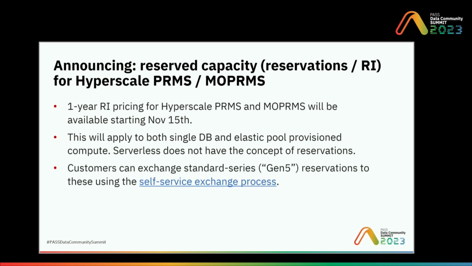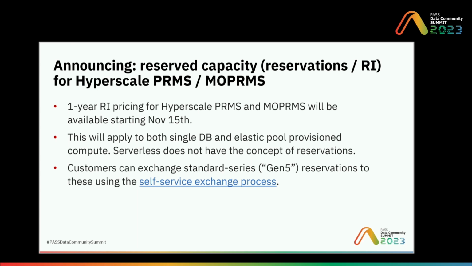If you had reservations already today, how many of you use reservations today? Any quick show of hands? Wow. Quite a few of you. So you can exchange the reservations. You can do self-service exchange. If you had Gen 5 reservations, standard series, you can do self-service exchanges for those.